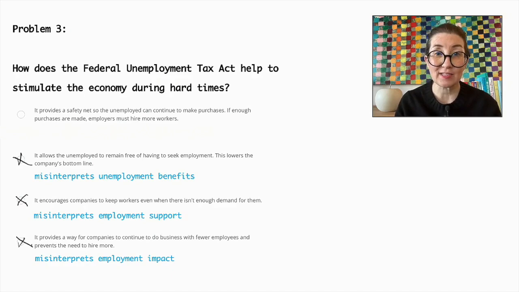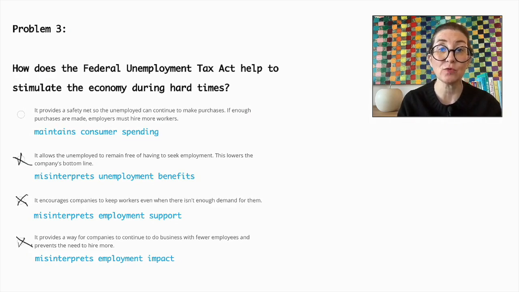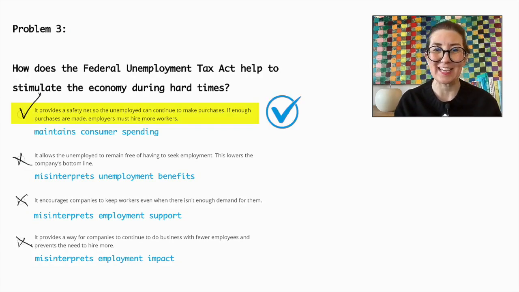The correct answer is that it provides a safety net, allowing the unemployed to continue making purchases, which helps maintain consumer spending and stimulate the economy. Therefore, this is the correct answer.